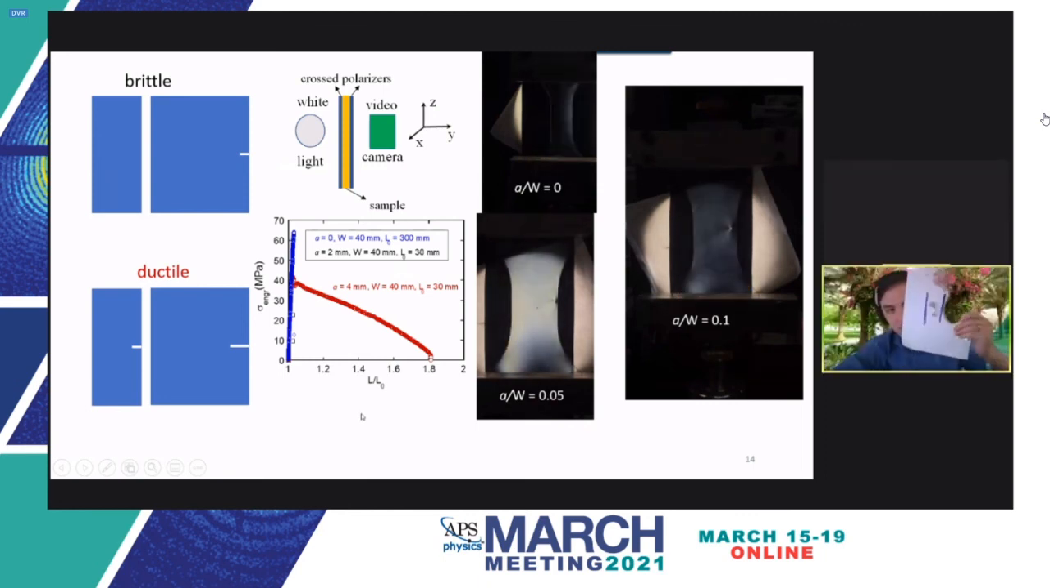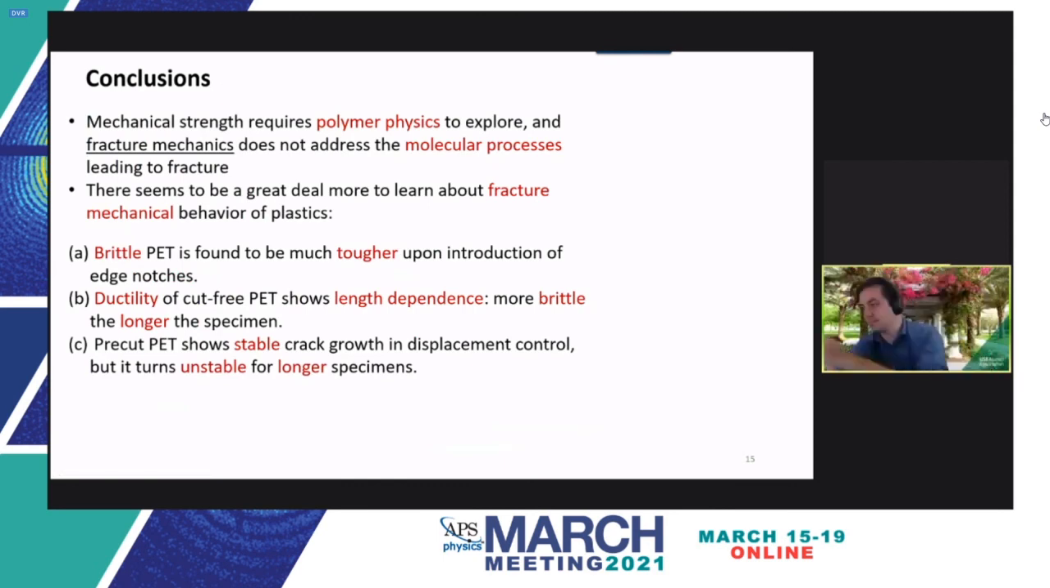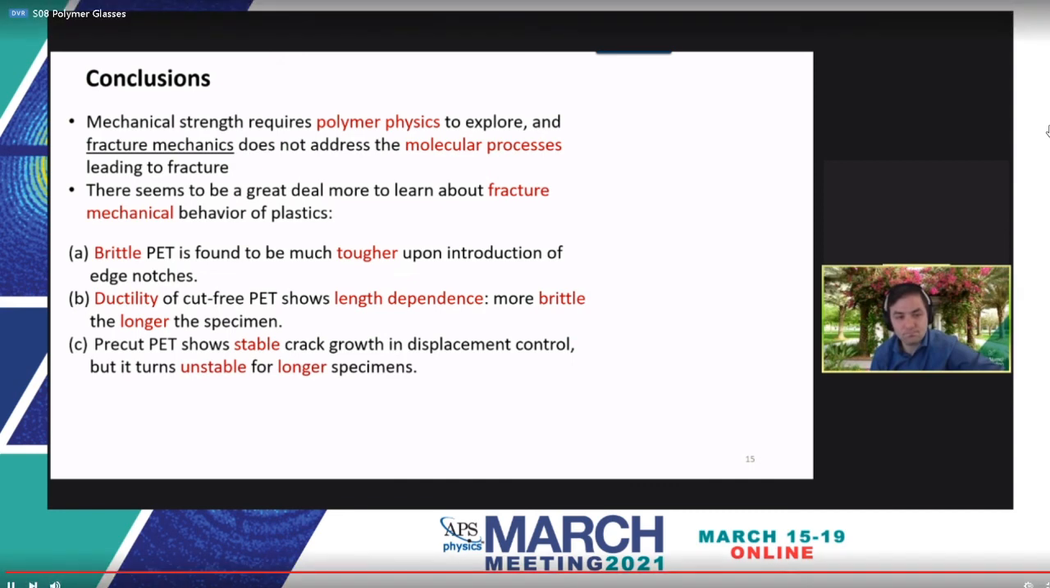I have no time to go into how we think about explaining this, but to draw the conclusions for you for now. To really have a sense of mechanical strength, we need polymer physics, because fracture mechanics doesn't address the molecular aspect of it. And so we're trying to figure out what part we can inject some molecular level understanding into the fracture mechanical problems. And we found three rather peculiar sets of phenomenology, or phenomena if you like, that are challenging textbook understanding. And certainly we are working very hard. This is just the very beginning phase of what we're trying to learn and to establish some bridge between fracture mechanics and the molecular mechanics.